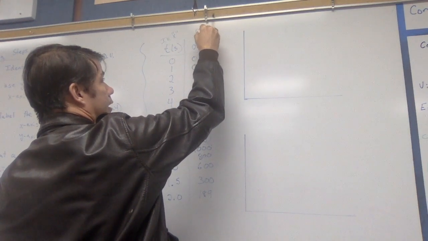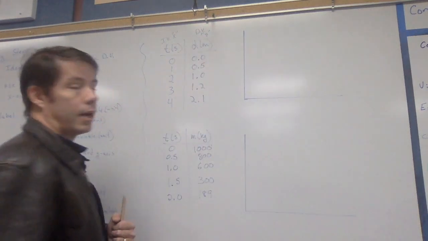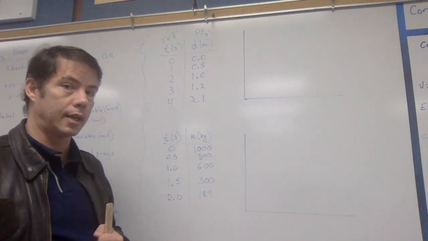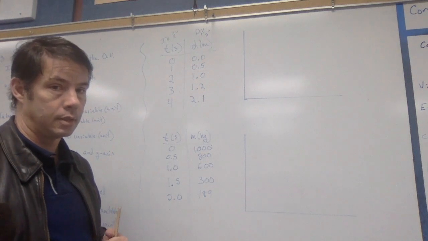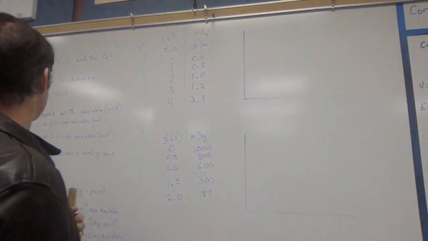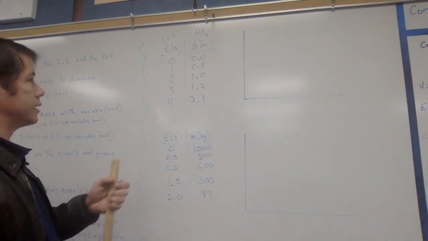So the y-axis is not called the y-axis anymore. It is called the distance axis. So our y-axis has a name. We call it distance. So step 2, use your ruler to draw an x and y axis.